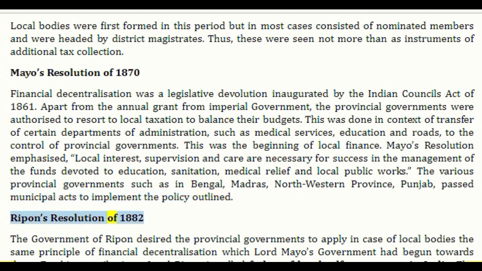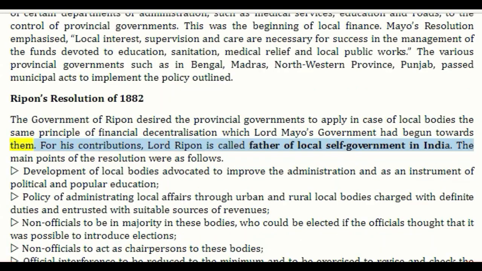Ripon's Resolution of 1882. The government of Ripon desired the provincial governments to apply in case of local bodies the same principle of financial decentralization which Lord Mayo's government had begun towards them. For his contributions, Lord Ripon is called father of local self-government in India. The main points of the resolution were as follows.